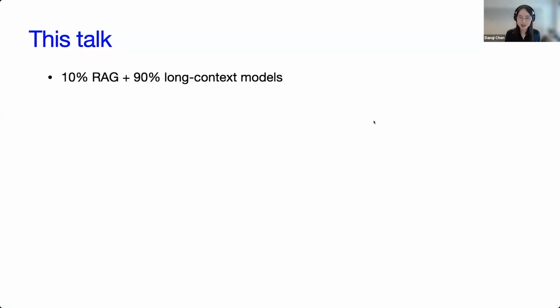I know that I put RAG and long context models in this talk title, but this talk will be mostly about long context models. Some of you may know that I've been working on retrieval-augmented language models for quite a few years. The more I think about the problems in RAG and the problems in long context models, the more I see a natural synergy between the two, and hopefully I can touch upon that a bit in this talk today.